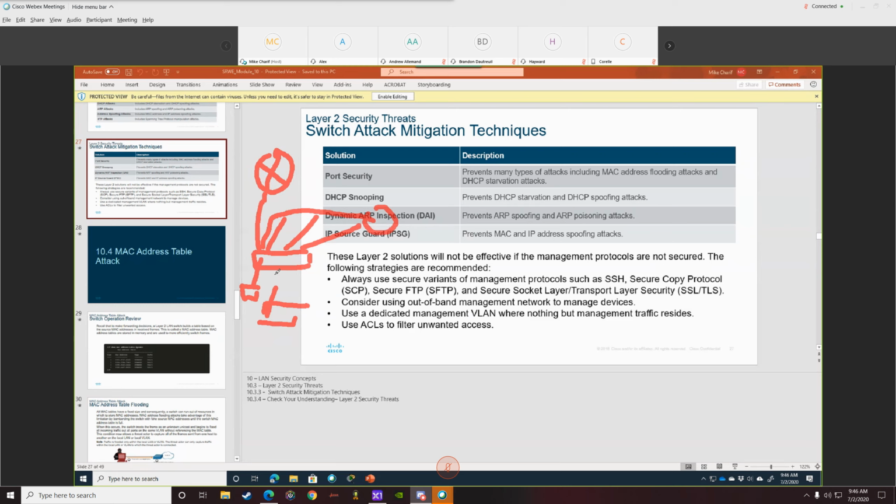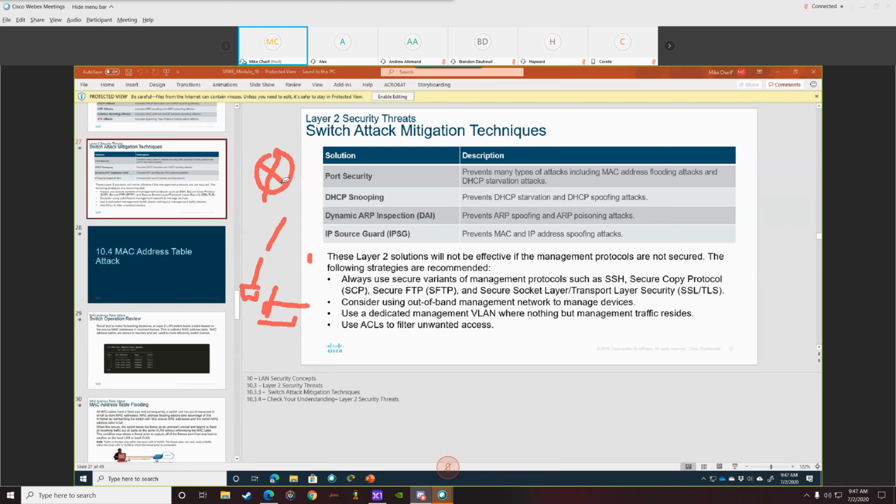Now, what else do they say? I think we talked about this one. Like they say here, you can do dynamic ARP inspection to prevent this one here. IP source guard, IPSG, prevents MAC and IP address spoofing attacks.